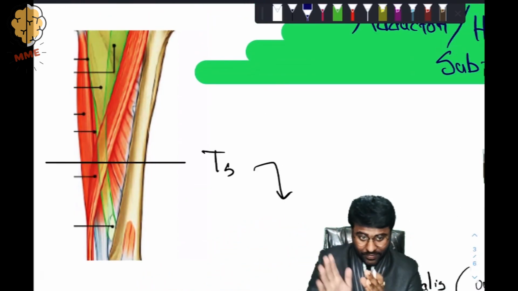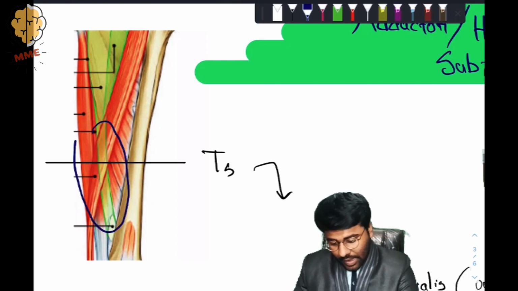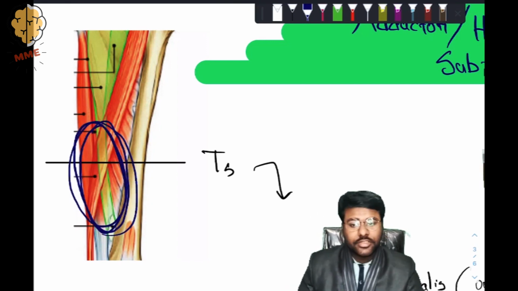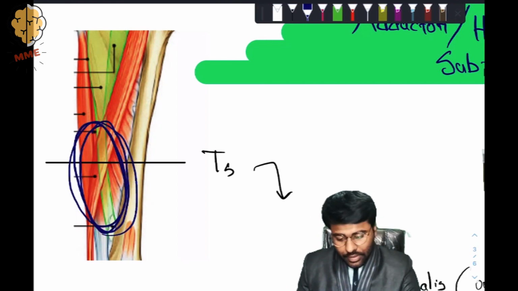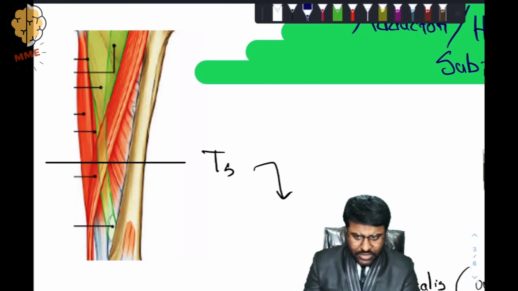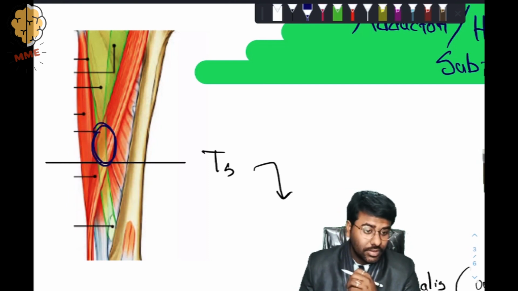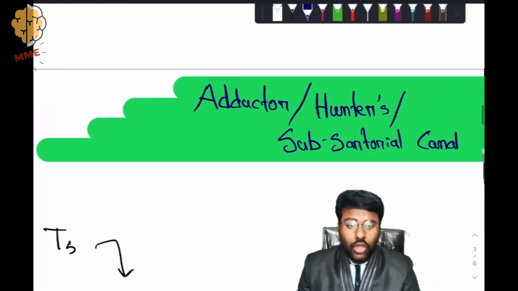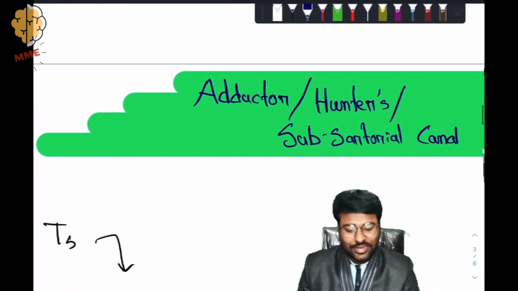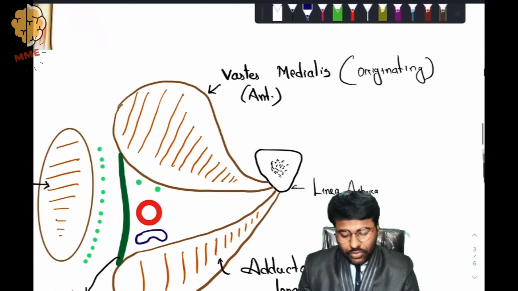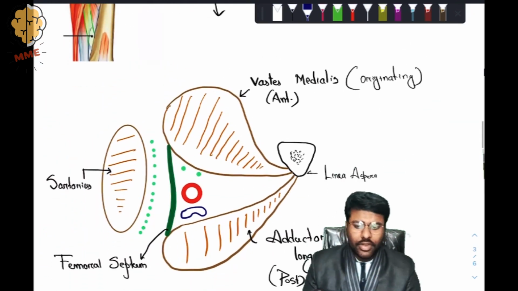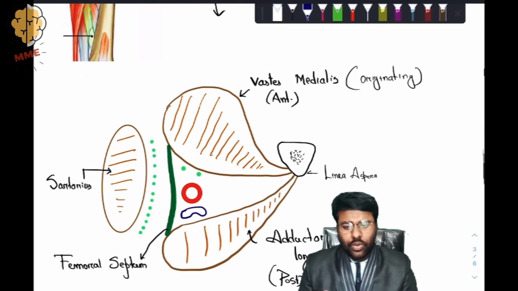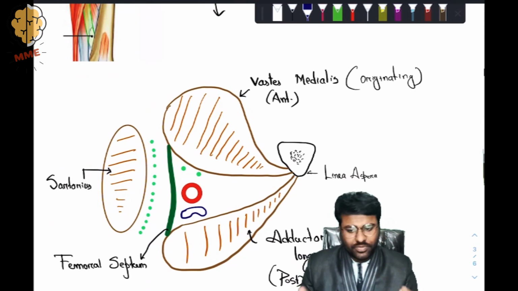Below the femoral triangle there is another canal present, and this canal is just below the sartorius muscle. This is called the subsartorial canal, or the adductor canal, or Hunter's canal. So what are the anterior boundary, the posterior boundary, the medial aspect, and the lateral aspect of this?